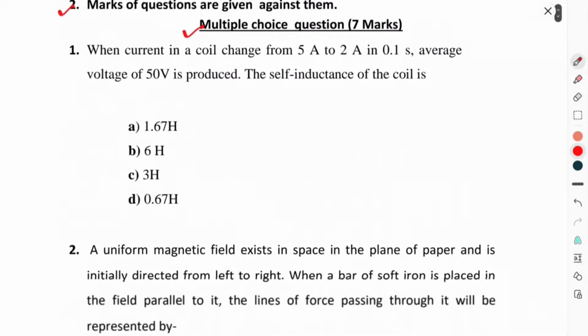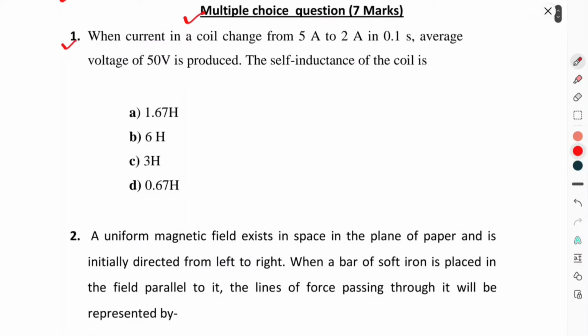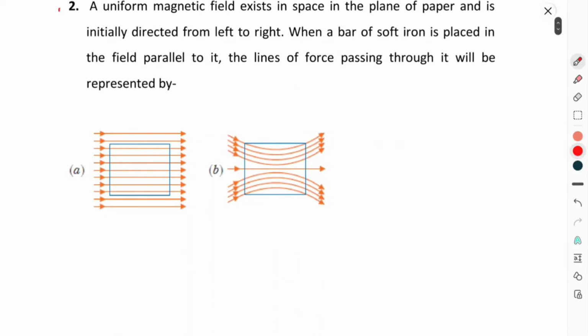मल्टीपल चॉइस क्वेश्चन 7 मार्क्स। चलिए देखते हैं क्या है। First question, when the current in a coil changes from 5 ampere to 2 ampere in 0.1 second, average voltage of 50 volt is produced. The self inductance of the coil is? Correct option जो है वो आपको टिक करना है.